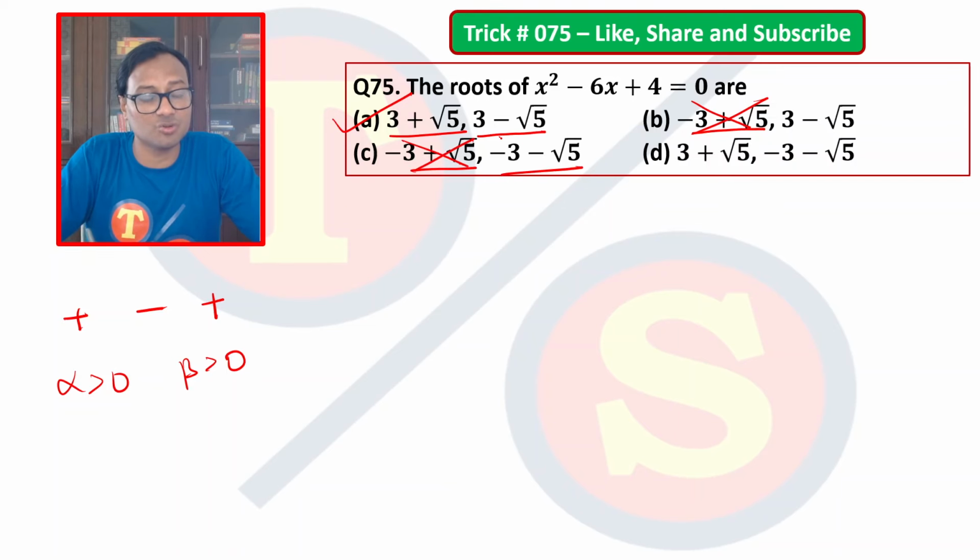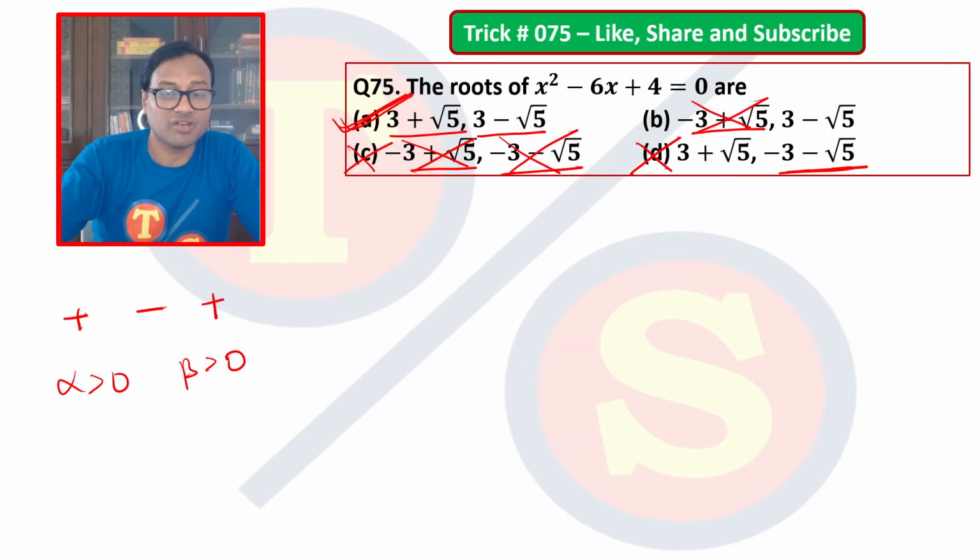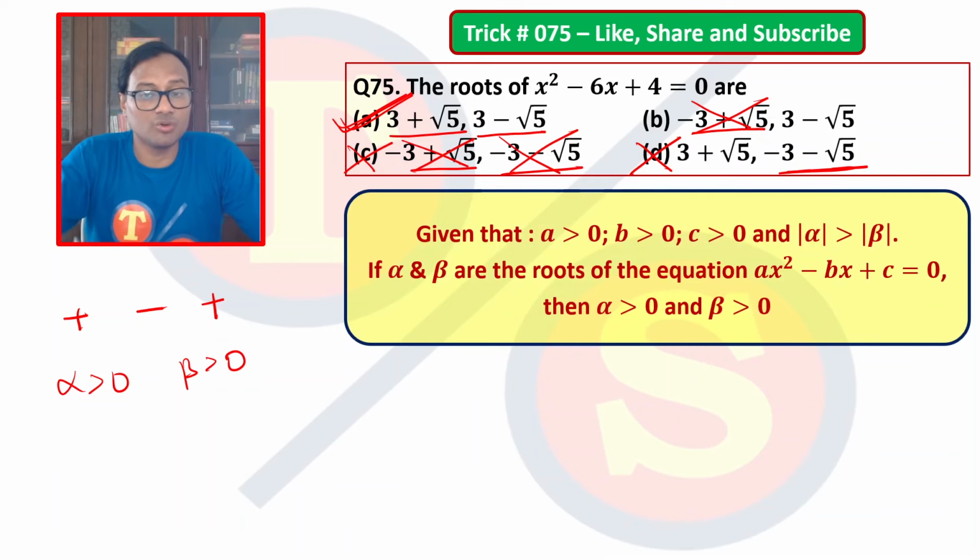Minus 3 minus root 5 is a negative number, so that is also not possible. So if the terms have the sign convention plus minus plus, then both the roots must be positive numbers. Okay, so that is the second idea. Both the roots are positive when the first and the last terms are positive and the middle term is negative.